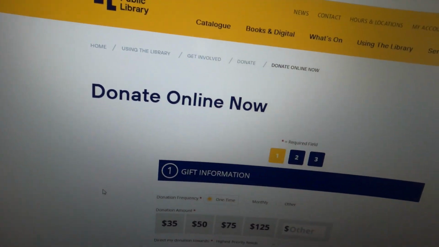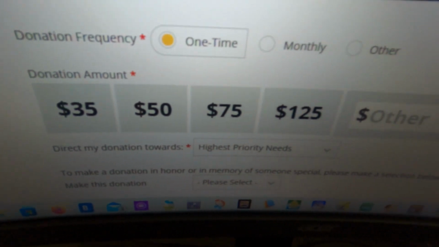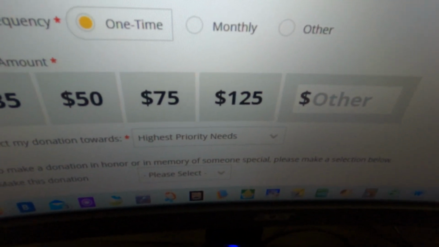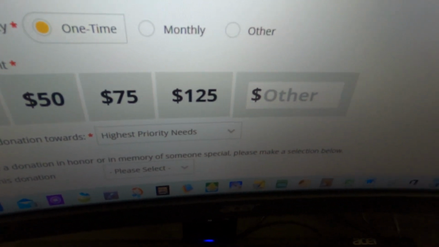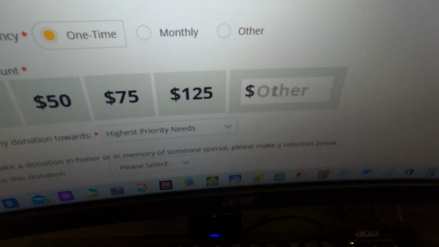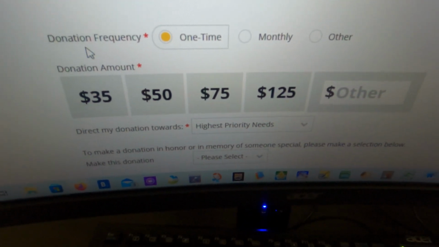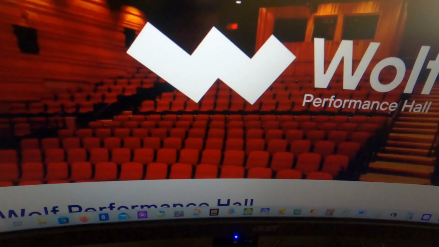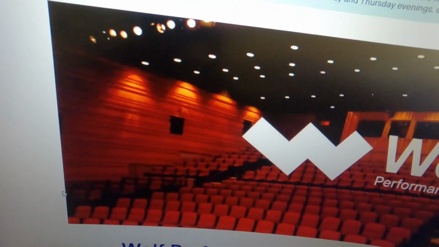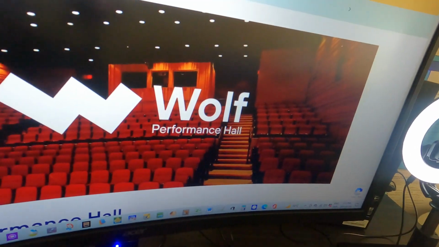Okay, so public libraries, you can also donate. You can see the amount is there, ranging from $35 up to $125, and others. You can write a check or any other means. That is up to you. And then the fixed amount is $5. That is a minimum. Okay, the minimum requirement for the donation is $5.